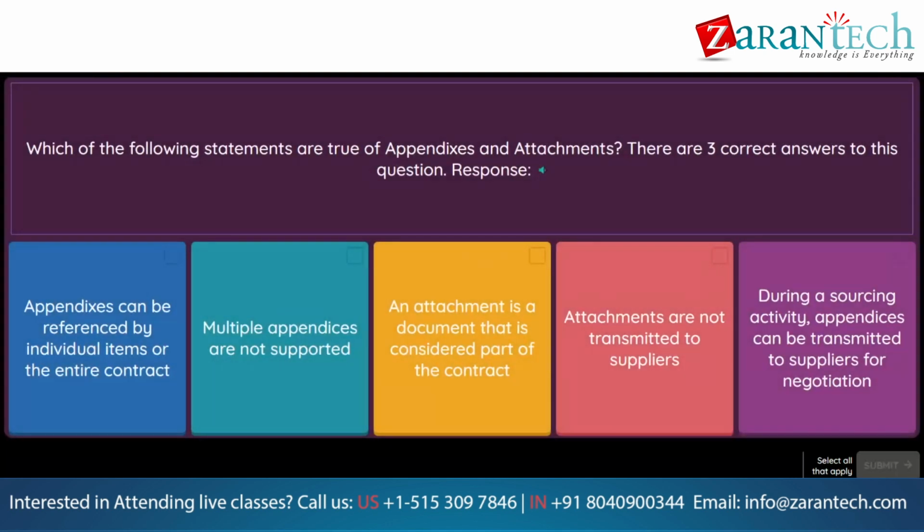Question: which of the following statements are true of appendixes and attachments? There are 3 correct answers to this question. Response. Option 1. Appendixes can be referenced by individual items or the entire contract. Option 2. Multiple appendices are not supported. Option 3. An attachment is a document that is considered part of the contract. Option 4. Attachments are not transmitted to suppliers. Option 5. During a sourcing activity, appendices can be transmitted to suppliers for negotiation.